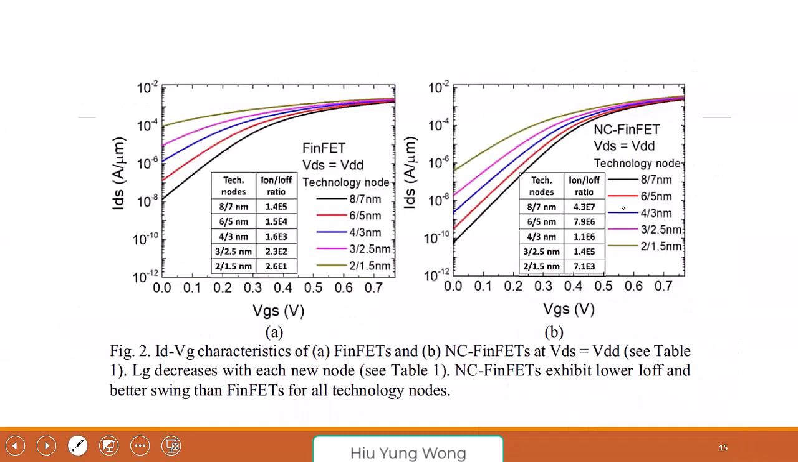So what do they find? This is a regular FinFET at different technology nodes. When it becomes very short, of course this is not exactly the gate length, but in the small technology node, you see lots of leakage, right? Due to short channel effect. If they use the negative capacitance, they are able to bring it down just because they have smaller subthreshold slope.